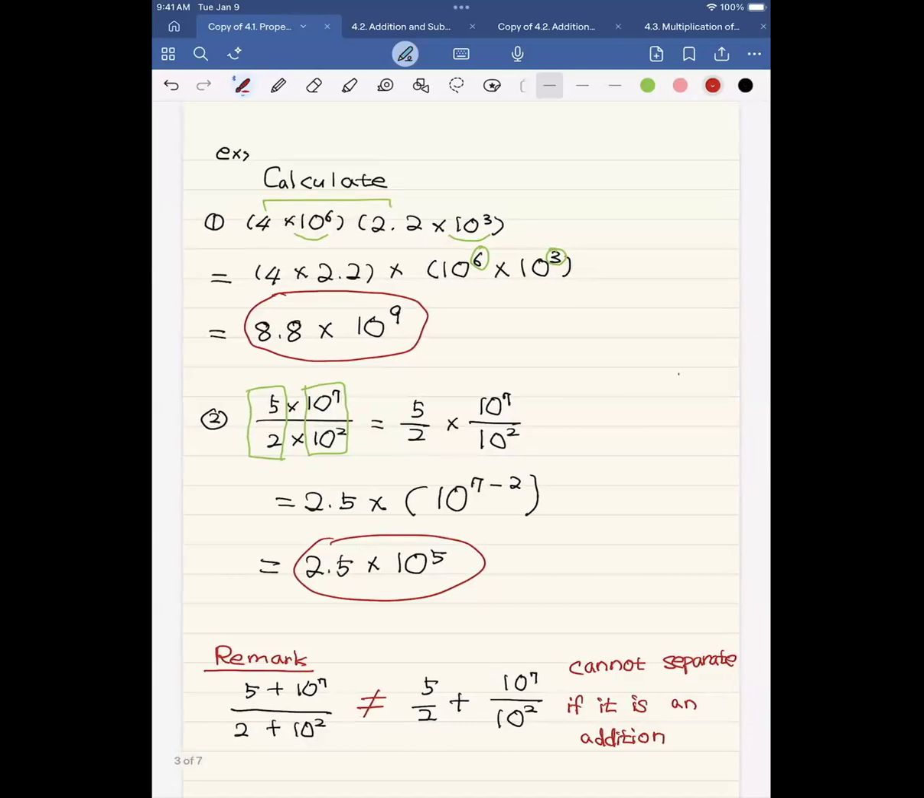What property did I use? 1 over a to the n power is a to the negative n power. So when you combine the numerator and denominator together, you have to subtract the power in the denominator.